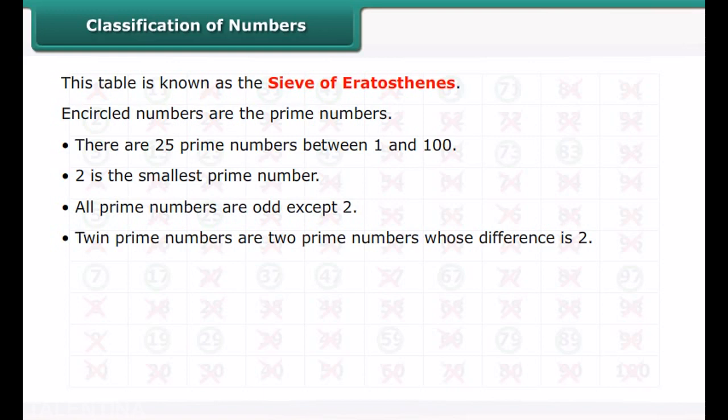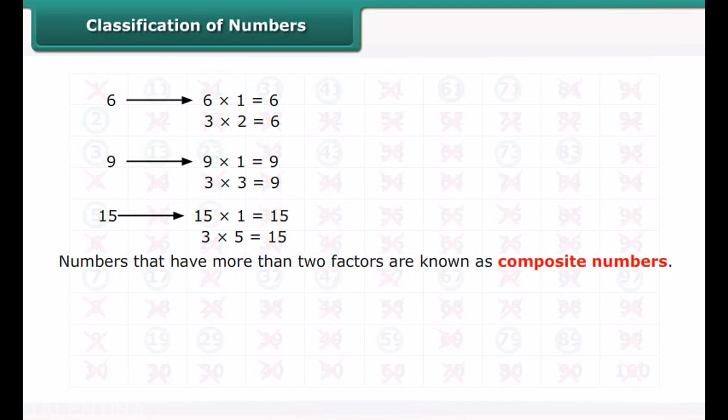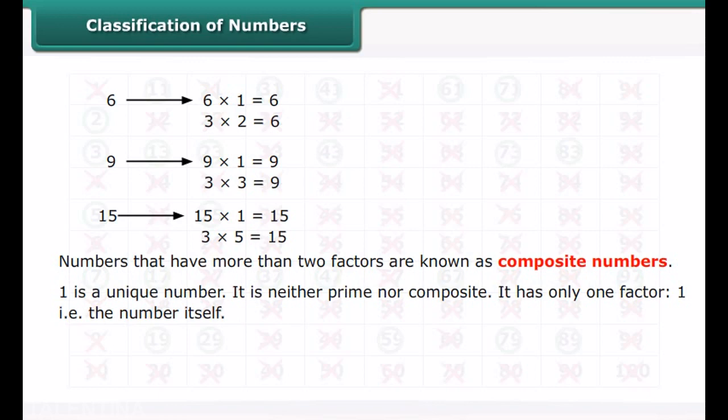Let us look at some more numbers and their factors. All these numbers have more than two factors. Numbers that have more than two factors are known as composite numbers. 1 is a unique number. It is neither prime nor composite. It has only one factor, 1, that is the number itself.